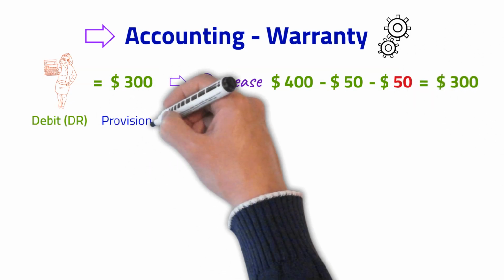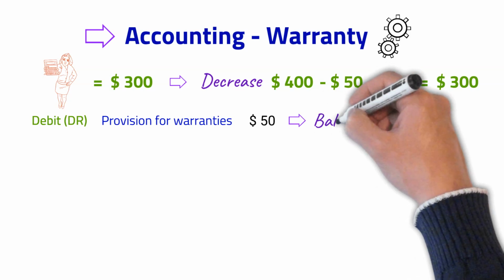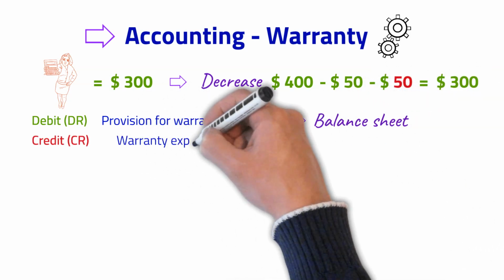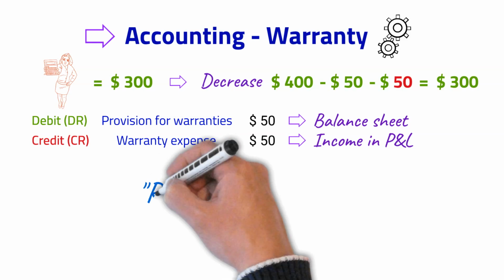You record debit provision for warranties 50, to reduce it, credit warranty expense 50, to record an income from the release of the provision.